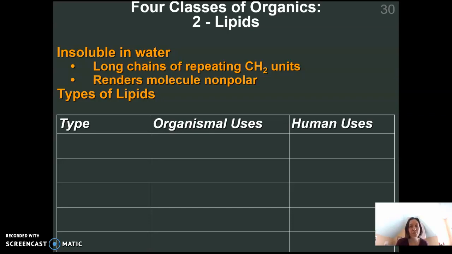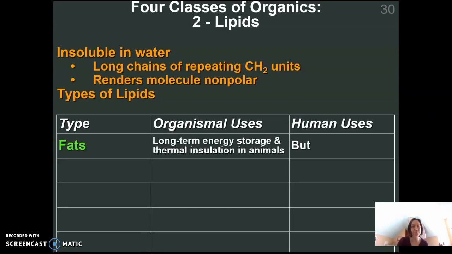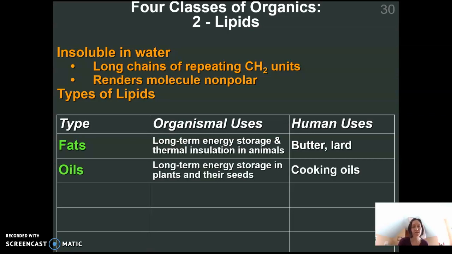So lipids are insoluble in water because they have long chains of nonpolar carbon-hydrogen units. And sometimes these are saturated, sometimes unsaturated. We have fats and oils. These are both called triglycerides, and they're for long-term energy storage. Fats are what we call that in animals, and oils in plants. Fats are saturated, oils are unsaturated, and in human use, we see fats as butter and lard in our kitchen and oils as cooking oils.